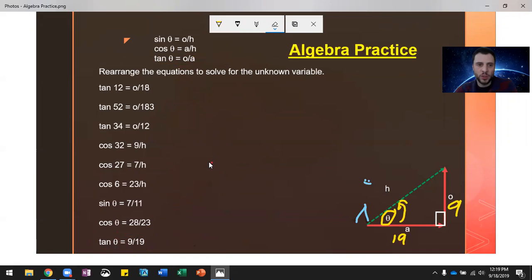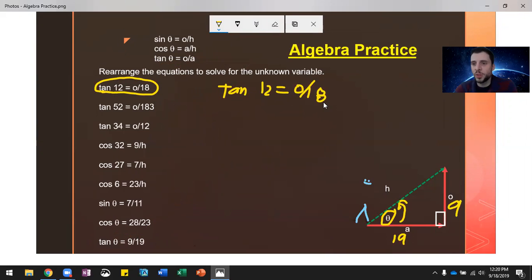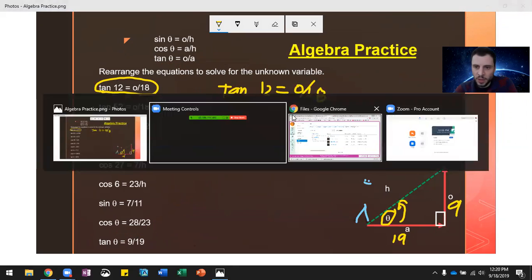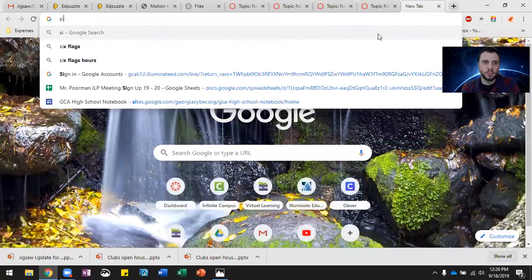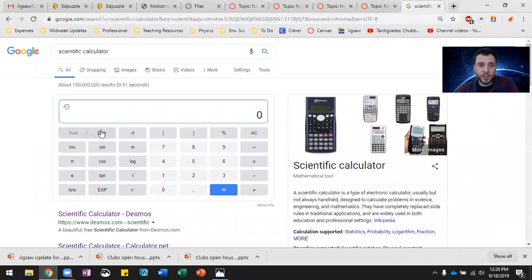So we can take this first equation, the tangent of 12 equals the opposite over 18. So let's just write that out. Tangent of 12 equals the opposite over 18. And what is tangent? It's just another function like multiplication or division. And we just use a calculator to do that. You can use our scientific calculator for that, and you can just type that in and make sure that we're always in degrees.